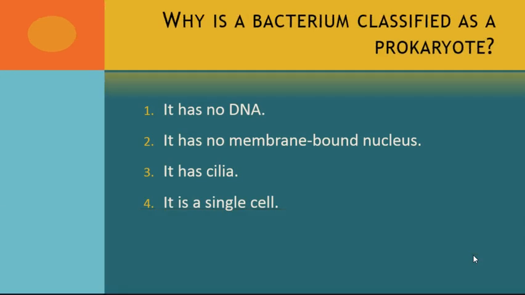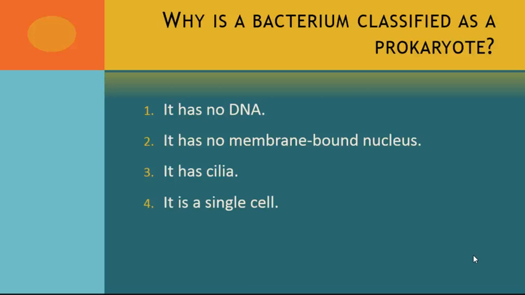So here's your first question. Why is a bacterium classified as a prokaryote? It has no DNA, it has no membrane-bound nucleus, it has cilia, or it is a single cell. Well, you can say that the first one is right out, right? All cells have DNA. Some bacteria have cilia, some don't. Cilia is not a thing that makes you a prokaryote, it's just a thing that lets you move around.